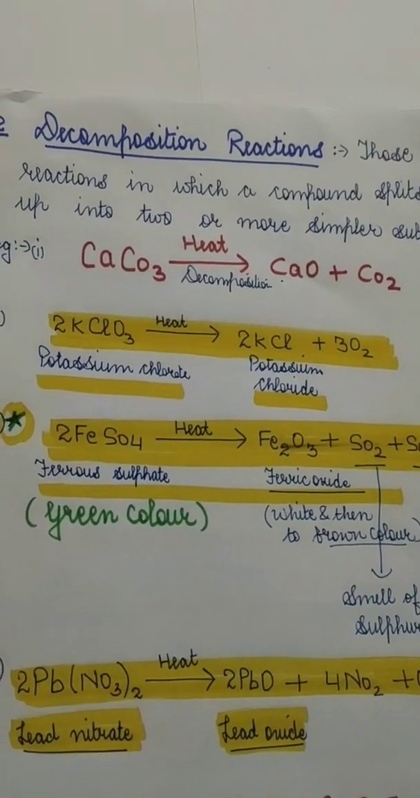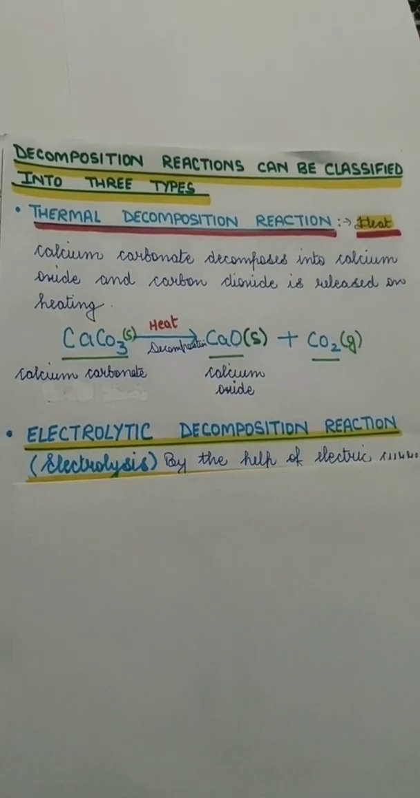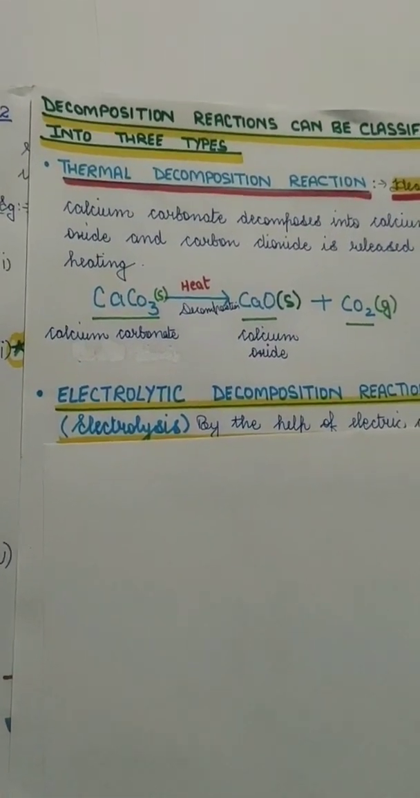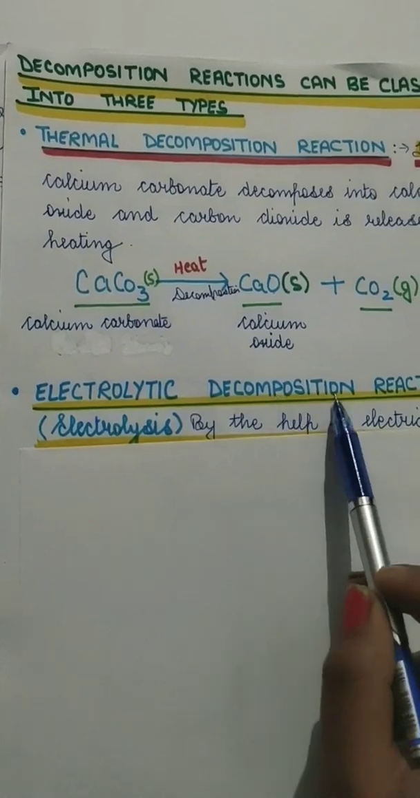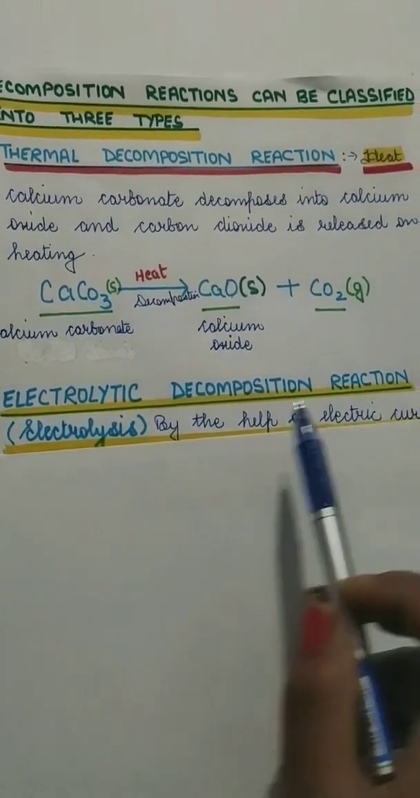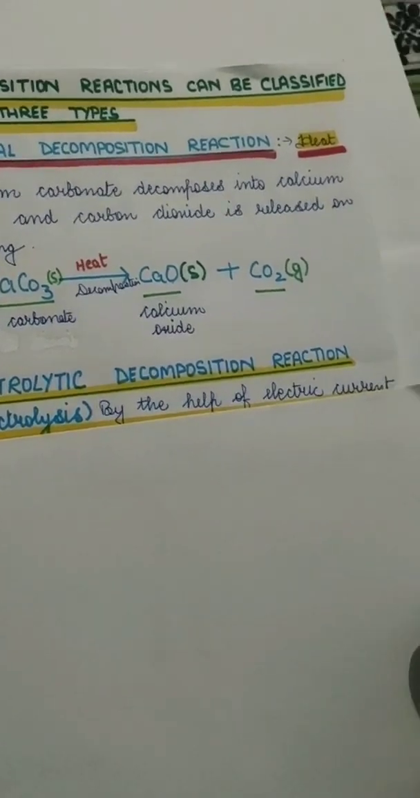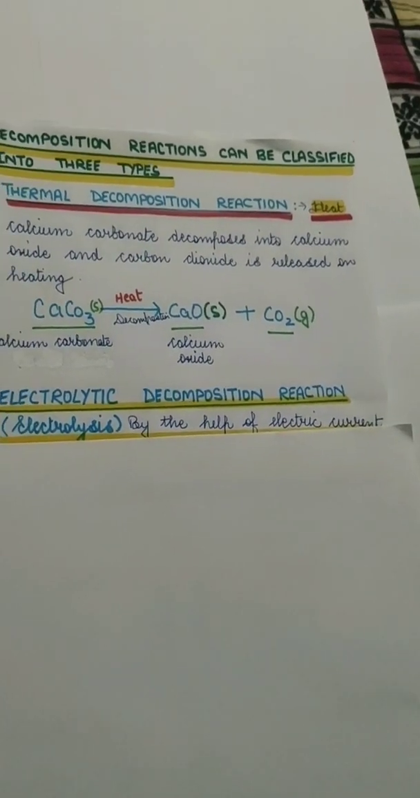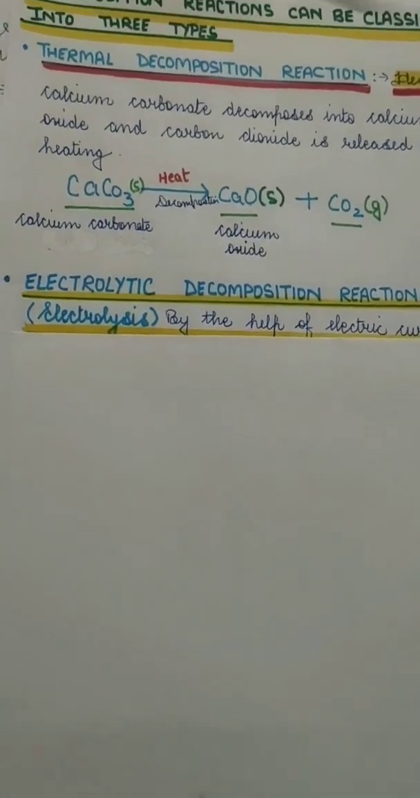Now the second one is electrolytic decomposition. This is the most important thing. Many times questions come from this topic. The other one is the electrolytic decomposition reaction, or we can also call it electrolysis, carried out with the help of electric current. When we pass electric current, this electrolytic decomposition reaction is carried out.